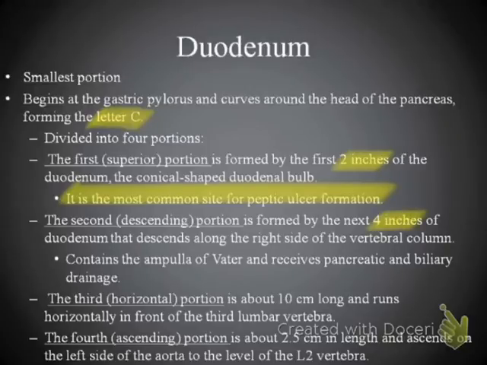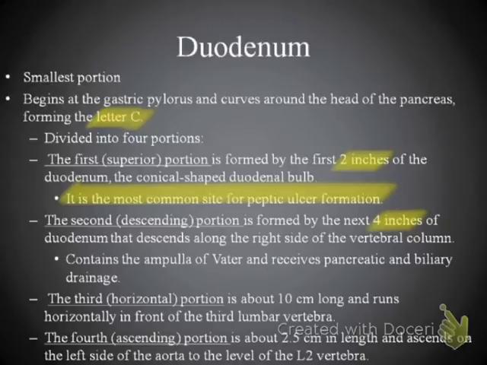4 inches of the duodenum that descends along the right side of the vertebral column, and it contains the ampulla of Vater and receives pancreatic and biliary drainage. So as we saw previously, the ampulla of Vater and the sphincter of Oddi allow the MPD and the CBD to actually empty into it, that is the second portion of the duodenum. The third, or horizontal portion of the duodenum, is about 10 centimeters long and runs horizontally in front of the third lumbar vertebrae.